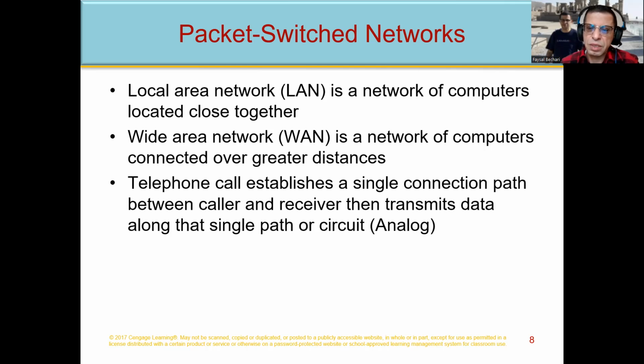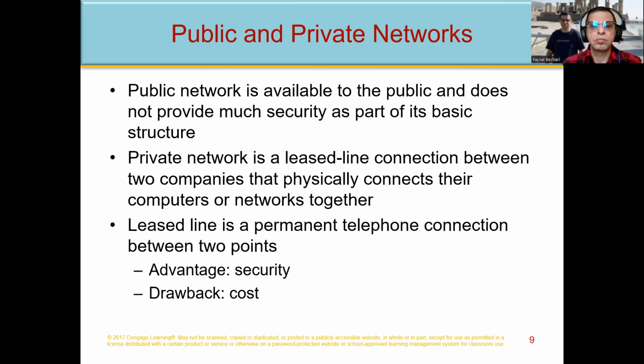A telephone call establishes a single connection path between caller and receiver, and transmits data along the single path of circuits. We'll talk about how these things get connected through the towers and through the fiber optics. Then you have the public and the private network. The public network is available to the public and does not provide much security as a part of its basic structure. A private network, on the other hand, uses leased line connections.